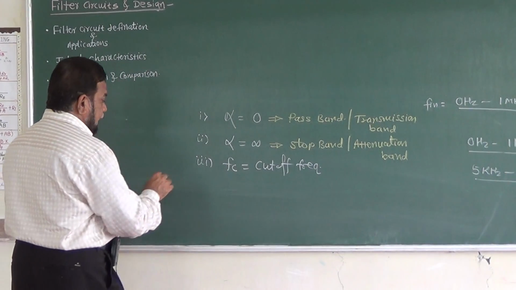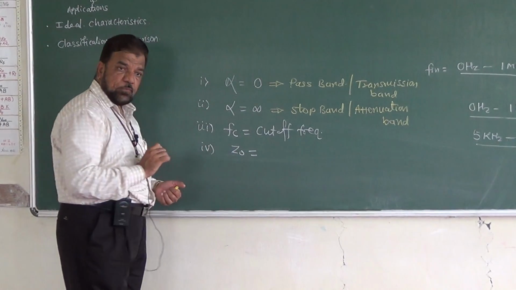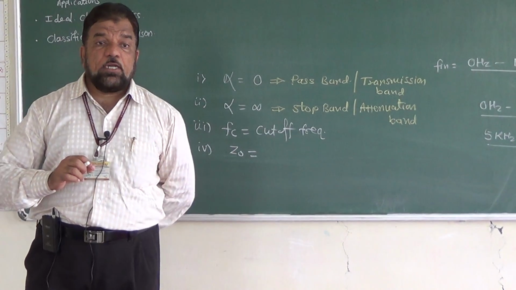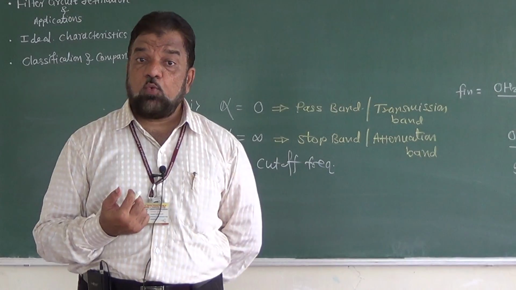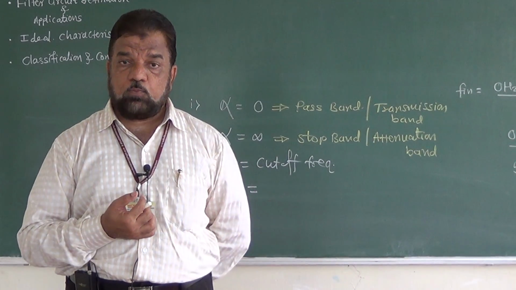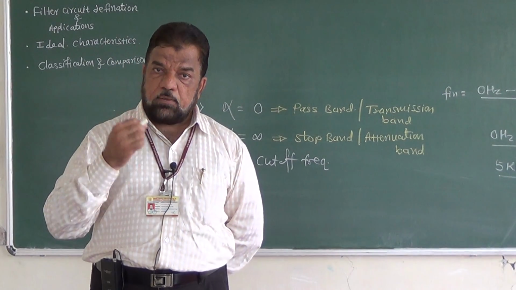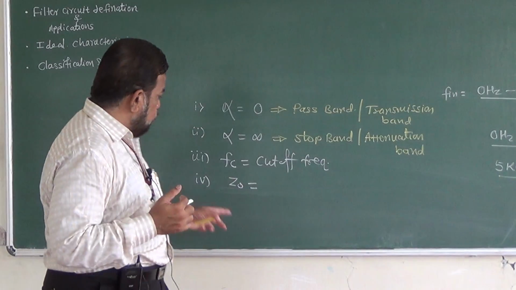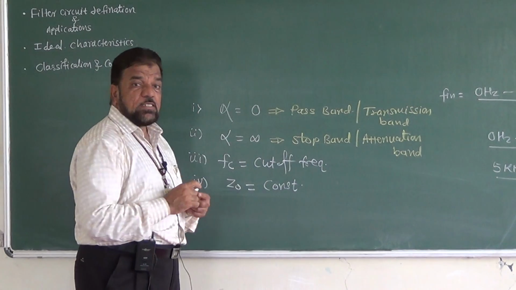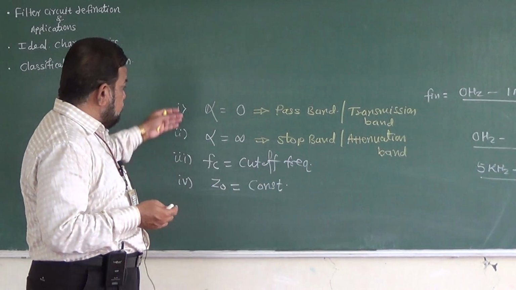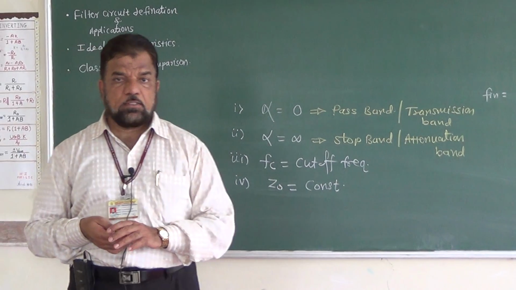One more important characteristic is the characteristic impedance. We'll define this one in detail. The characteristic impedance should remain constant in the pass band, because in the pass band what we expect is maximum power, maximum output. There must be a transmission of a signal. So in order to match the impedance of the circuit, this Z0 should be a constant. Any circuit which satisfies these four conditions is under ideal filters.